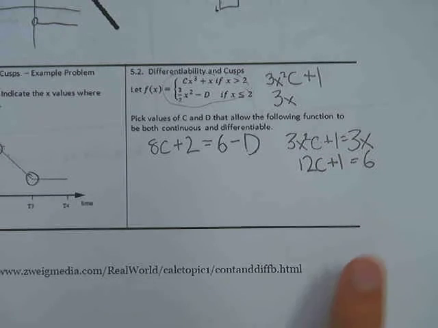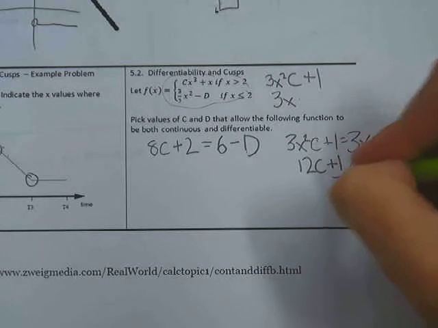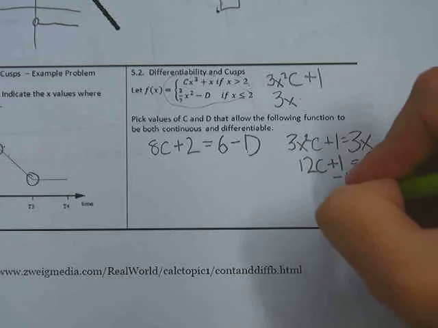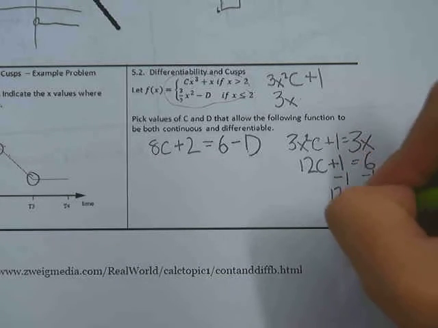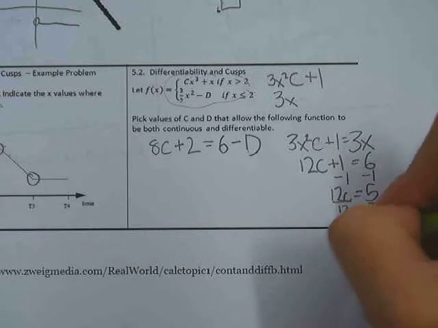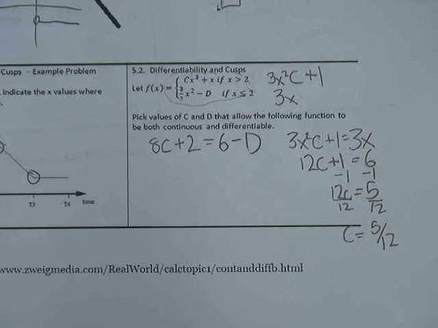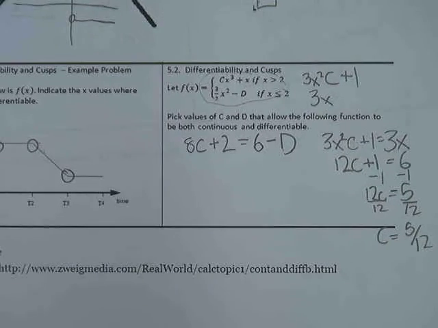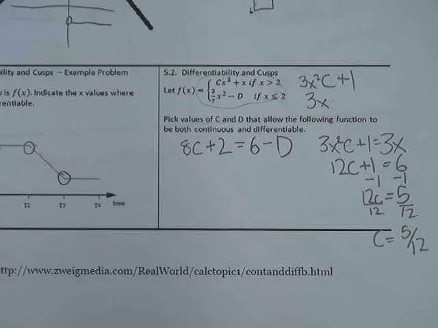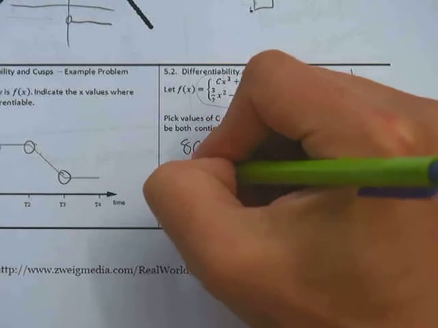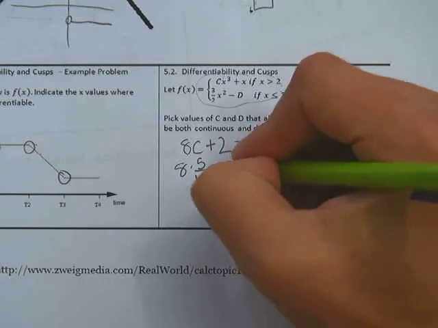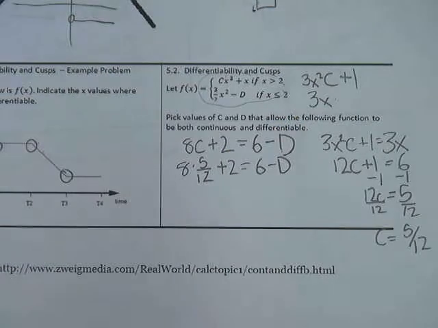There's only one unknown in this equation. We got rid of d when we took the derivative, which is good. So we subtract 1 from both sides, and 5 equals 12c. Then divide by 12, and c equals 5/12. Hunky dory. Now we just need to plug that back in and figure out what d is. So we get 8 times 5/12 plus 2 equals 6 minus d.